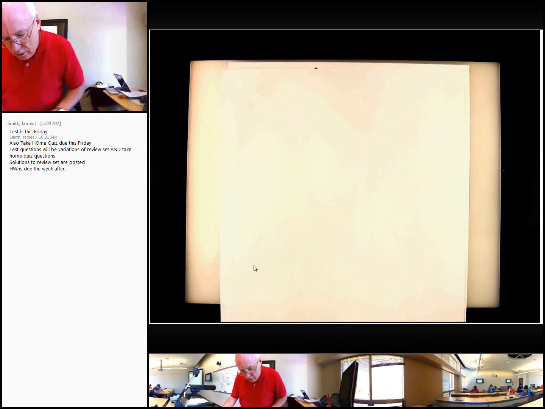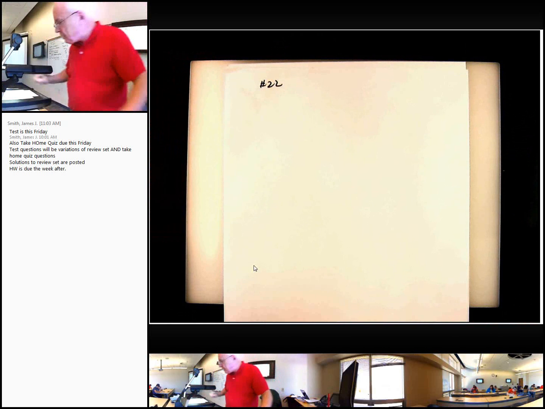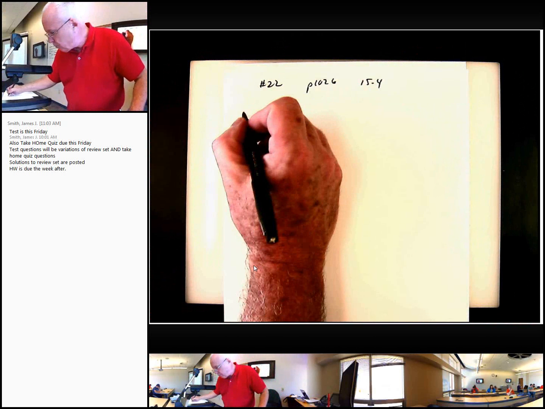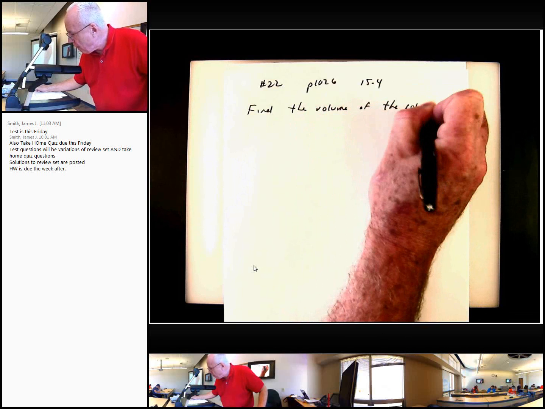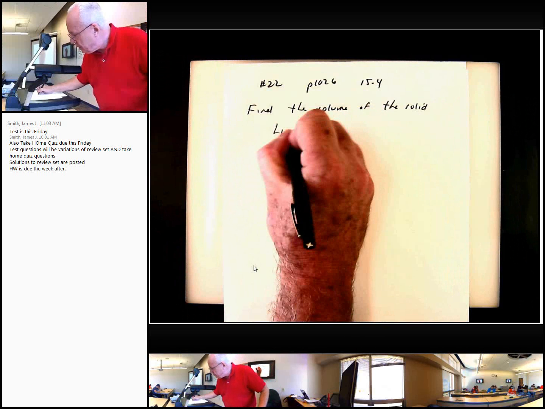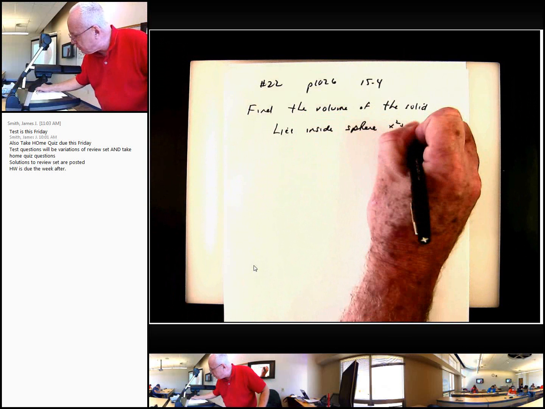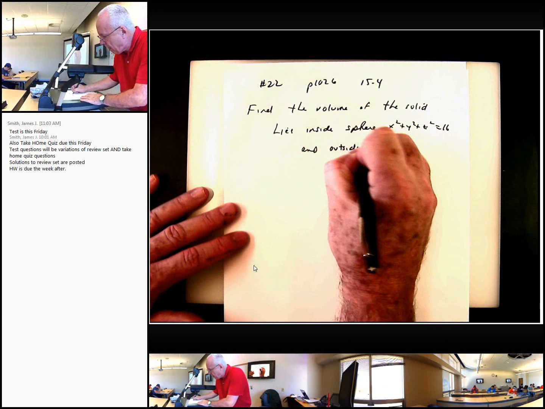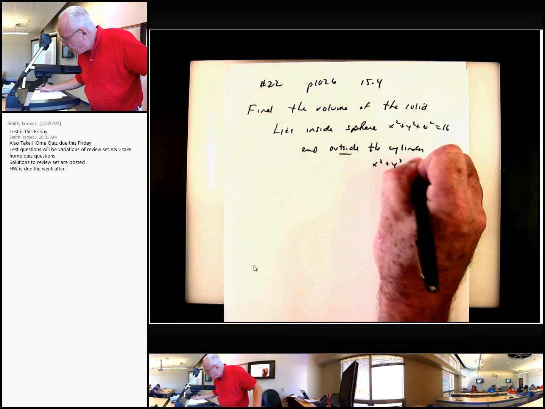Okay, we'll set this one up then. This is number 22, and it's the one on page 1026. Again, it's 15.4. So this one, we want to find the volume of the solid. And what we're given is this. It lies inside the sphere, x squared plus y squared plus z squared equals 16, and outside the cylinder, x squared plus y squared is equal to 4.